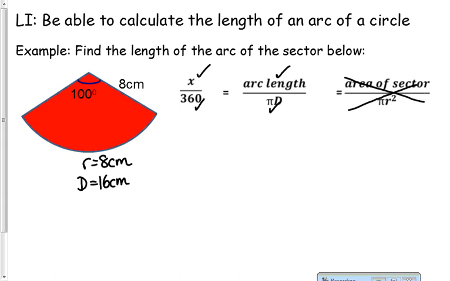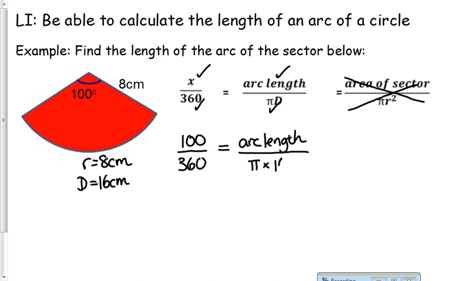So x is 100, so I have 100 divided by 360, and that is going to be equal to my arc length, which is what I'm looking for. So I'm going to call that arc length, divided by pi times diameter, which is 16.